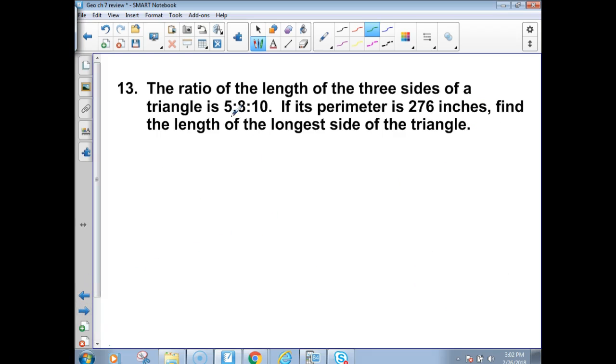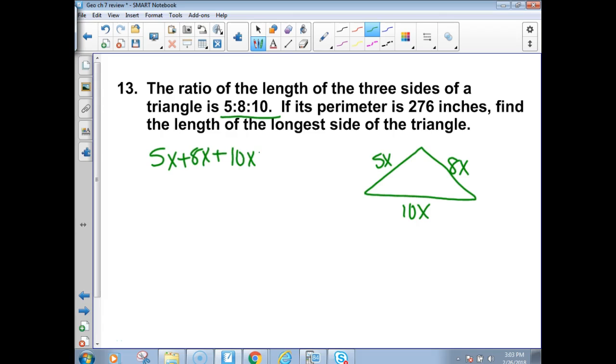13. Now, remember the extended ratio? It said if the perimeter, so it's like having a triangle, and one of the sides is 5x, one's 8x, and one's 10x, and I know that's not to scale. The perimeter is the distance around the outside, so those would add up to the perimeter of 276.